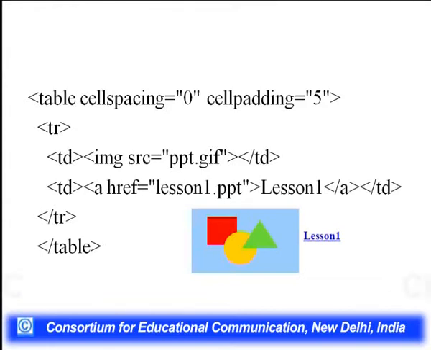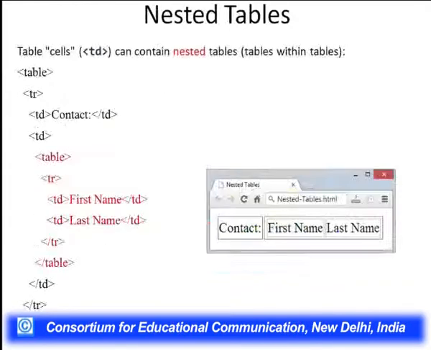So whenever this lesson 1 will be clicked, the lesson1.ppt file will open. Important thing to note here is that this table does not have a border. You can see I have only given table in the first line of the coding. I have written table and I have only given a cell spacing and cell padding, because I have not used the word border, therefore no border is coming. So it becomes a very different experience and you can align the objects using this kind of a scenario. This is just an example for the same.